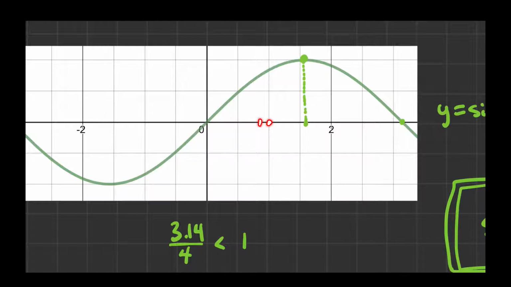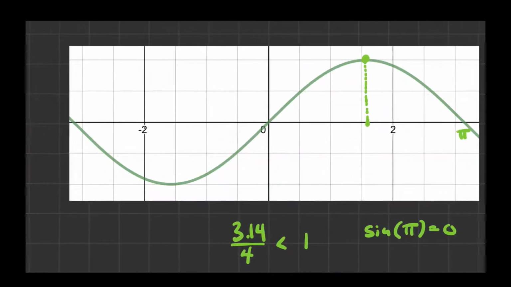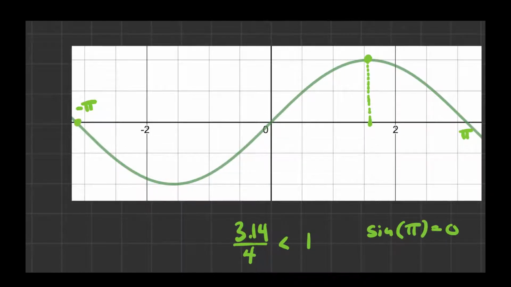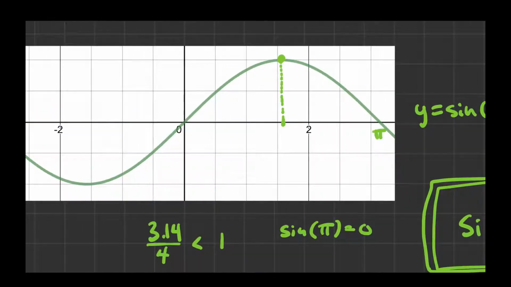So it doesn't quite cross the axis anywhere in here, right? Well, yeah, because this is like the value 3. It's just a little bit more than 3. That's 3.14. So I know that sine of pi is equal to 0. Okay, sine of pi is 0. So here's pi right there. Here is negative pi. Negative pi is over there. Okay. So what value would be right here?